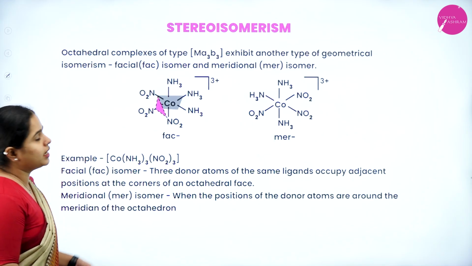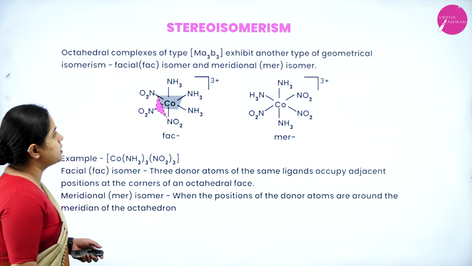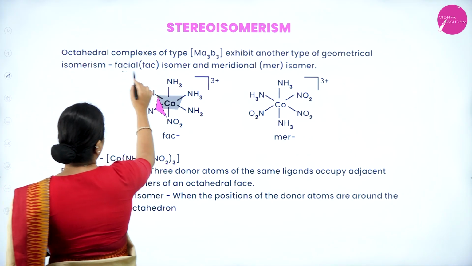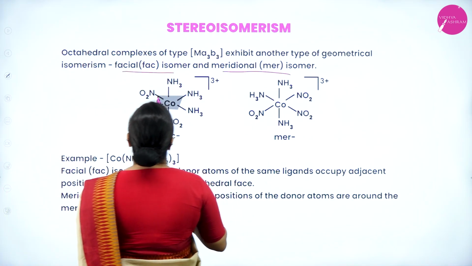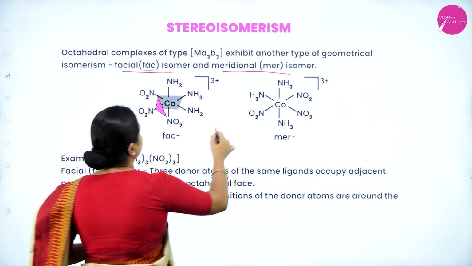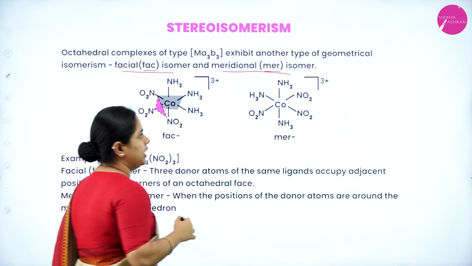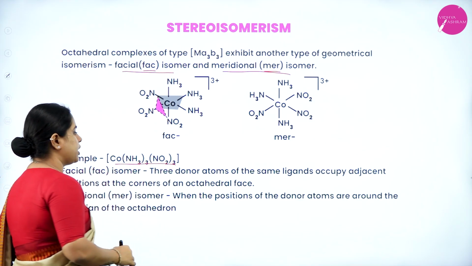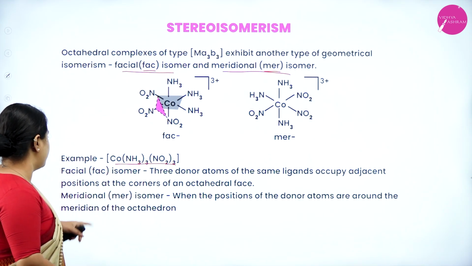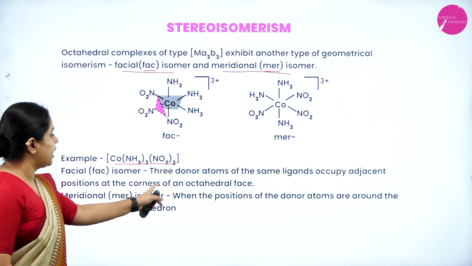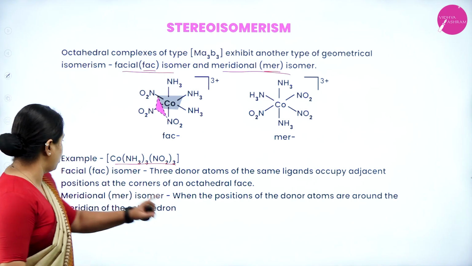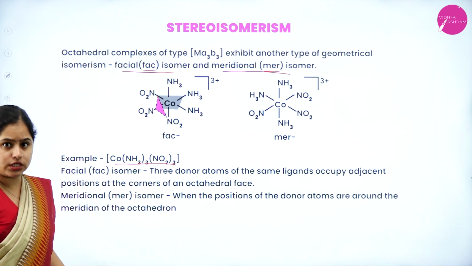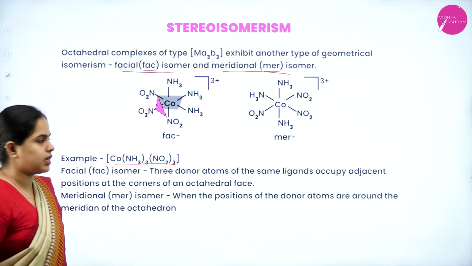Moving on to another one, that is MA3B3 type, which exhibits another type of geometrical isomerism. So it exhibits facial isomer and meridional isomer. Facial is represented as FAC, meridional represented as MER. Okay. So as you can see here, we have taken this example, Co(NH3)3(NO2)3. Facial isomer means 3 donor atoms of the same ligands occupy adjacent positions at the corners of an octahedral face. So this is also octahedral, totally 6 ligands are there, right?